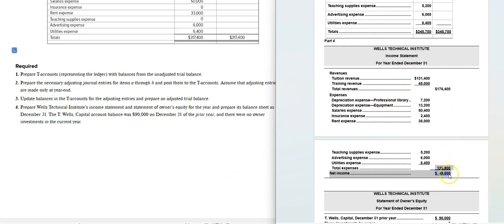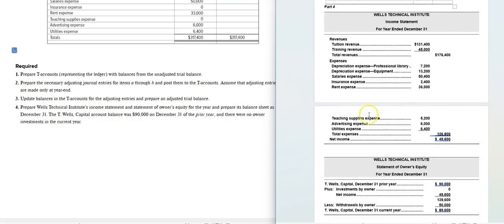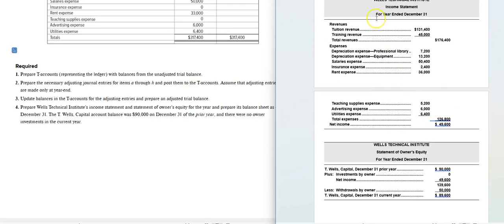Now that I have my net income, I can prepare my statement of owner's equity. The statement of owner's equity is going to show the beginning balance in capital. Remember, last year's ending became this year's beginning, along with any withdrawals and other impacts on equity, which is our revenues and expenses. But instead of re-summarizing all my revenues and expenses again, I'm just going to use my net income from my income statement to prepare my statement of owner's equity.